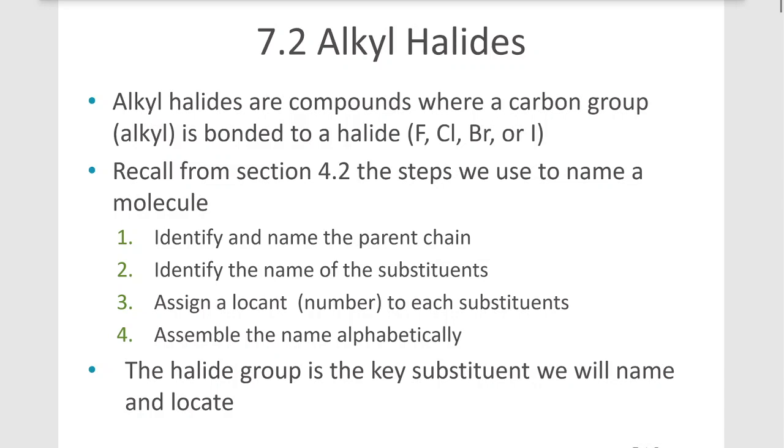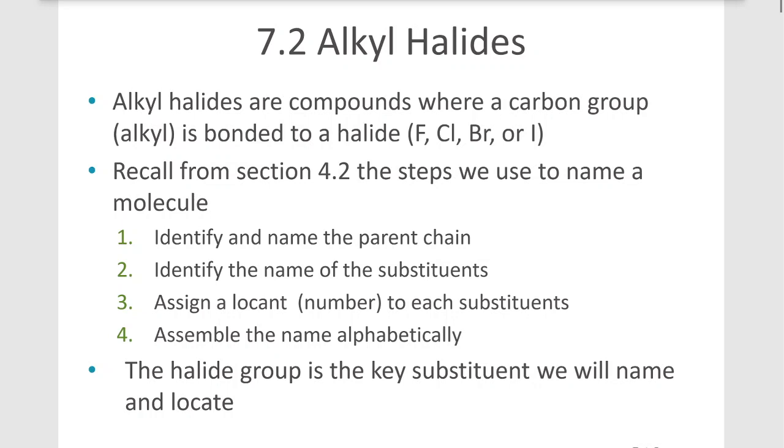Hello and welcome back. This is our second video in Klein Organic Chemistry Chapter 7, and we'll be discussing naming and a few properties of alkyl halides. Alkyl halides are compounds that have a carbon or an alkyl group bonded to a halogen, okay?